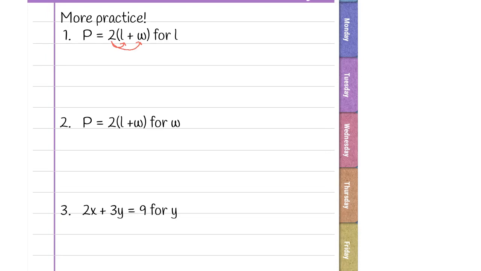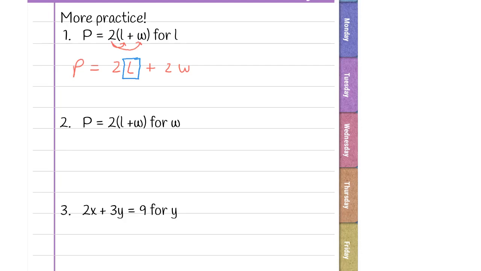So what is 2 times L? Well, that is 2L. What is 2 times positive W or plus W? That is a plus 2W. Now I can go ahead and put a box around whatever it is I'm solving for. In this case, it's L. And now I treat it just like any other equation. So what am I moving first?